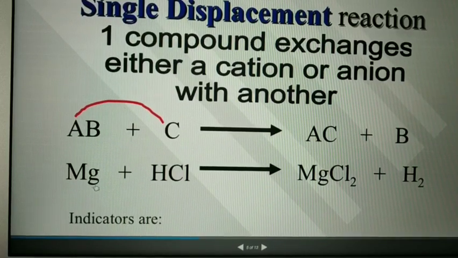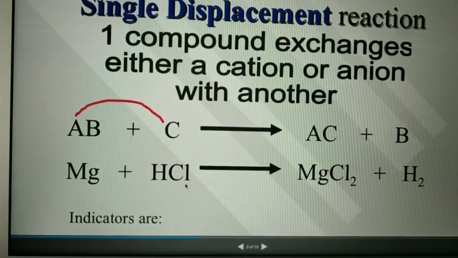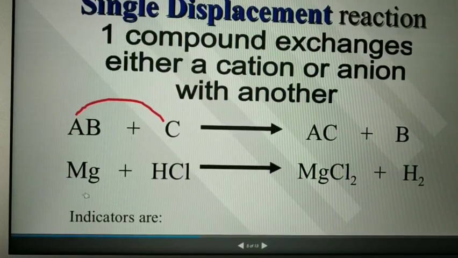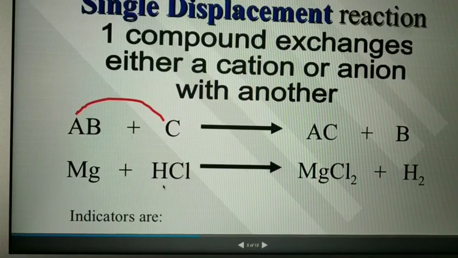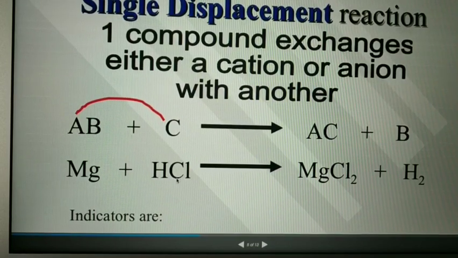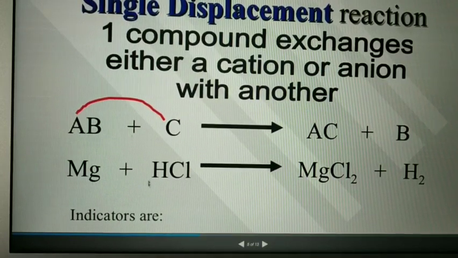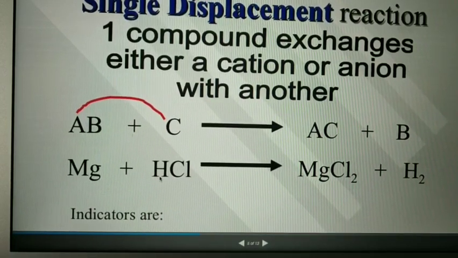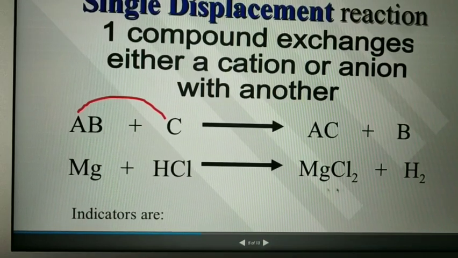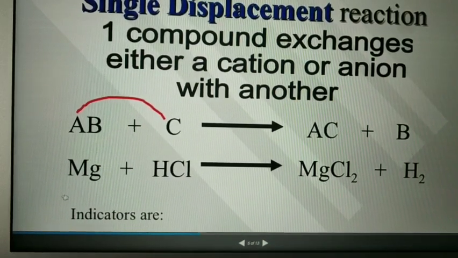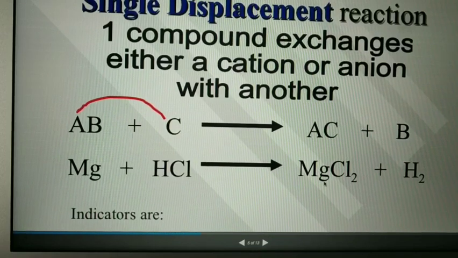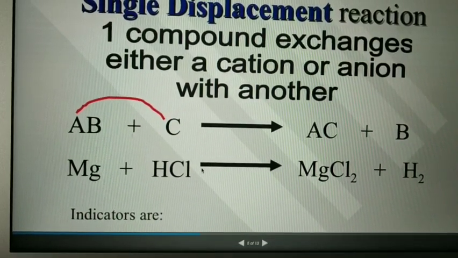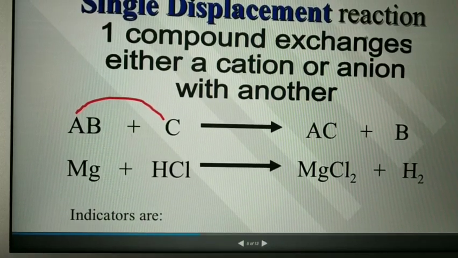Now here you see the example Mg plus HCl. You will get MgCl2 plus H2. That means what? See here, HCl is there. So this hydrogen is replaced by magnesium. So magnesium will come here and form MgCl2. That is, magnesium replaced hydrogen to form MgCl2 and hydrogen gas is released. So, like this, you can identify this single displacement reaction.